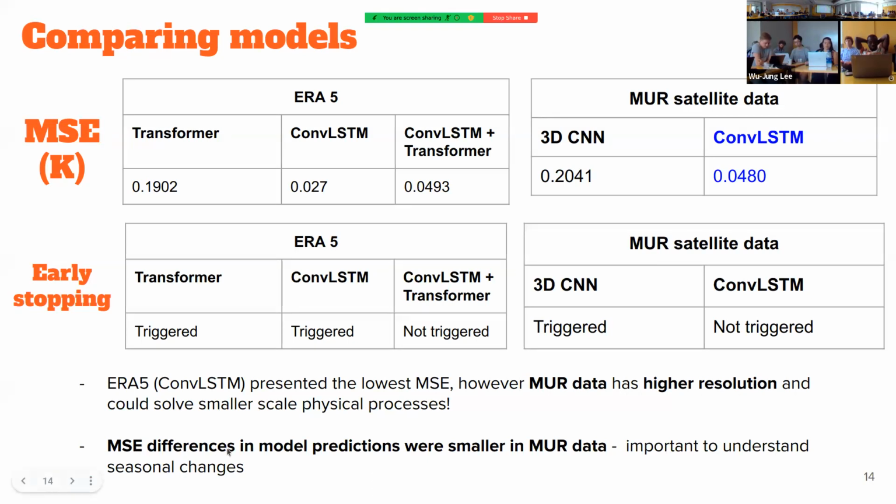And also the MSE differences in model predictions showed by Boris and Jurai were smaller in Moore data. So that will be important to understand seasonal changes. And also it means that the input we give to the model is returning a better result, a better output, and a better forecast.